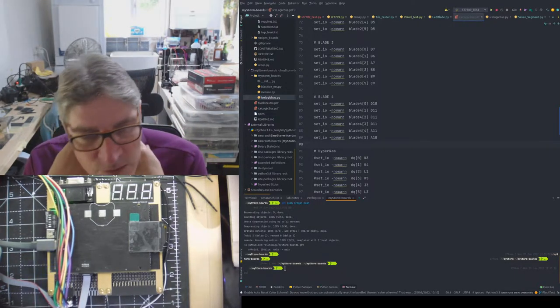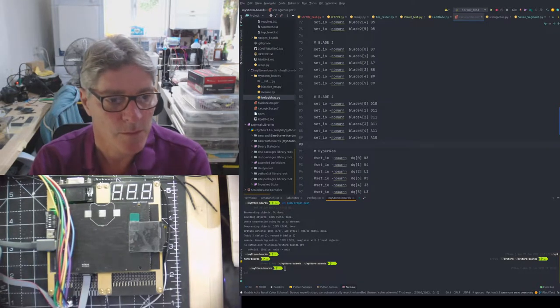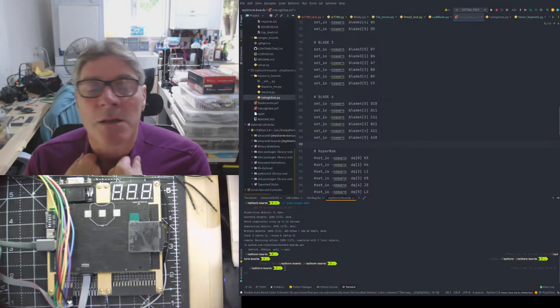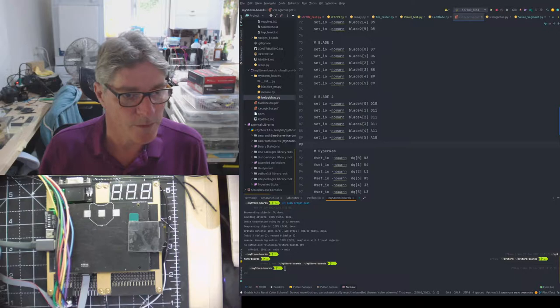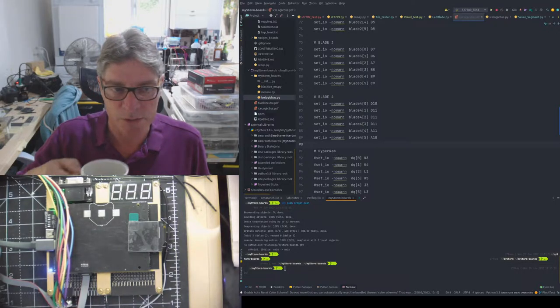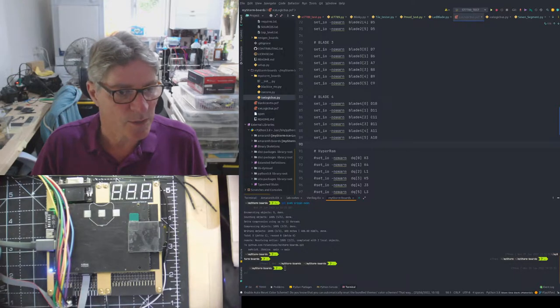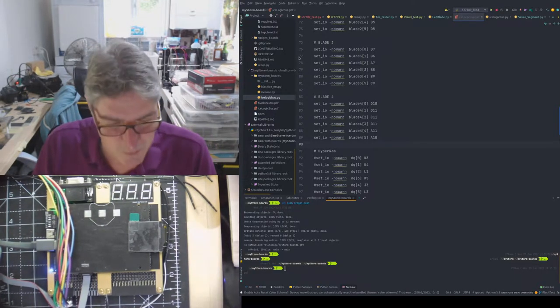So whilst we wait for people to join us, what have I been doing this week? Apart from taking lots of daft calls, I've been doing some more PCB work. I don't know if I've got a copy of that PCB here. Let's get that up. That's a good one to start with.